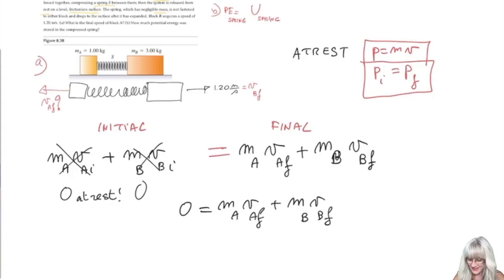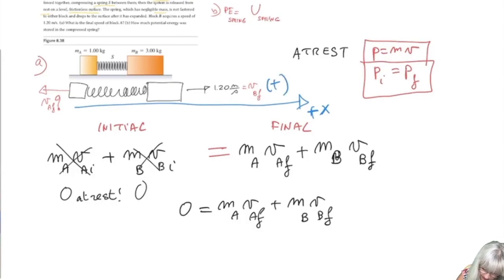Okay, great. What do I know? Take a look at V of B. If this is the positive x-axis, V of B is indeed positive, right? This is going to be positive. But how about the final velocity of object A? Positive or negative? Negative, because it's opposite to the direction of the x-axis. So this one has to be negative. So this is a very simple equation that I'm going to solve.